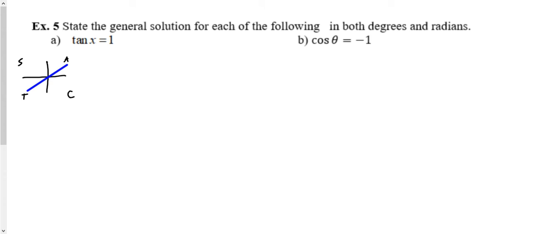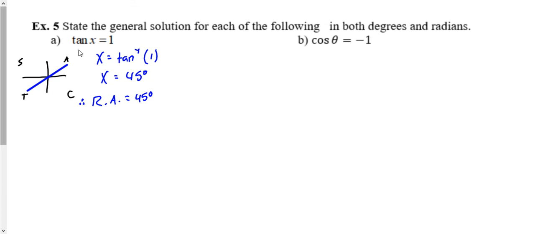So let's start off by finding x. So x is equal to tan inverse of 1. And that answer there, we get x equals 45 degrees. So if we know x equals 45 degrees, therefore our reference angle is equal to 45 degrees. So here we have 45 degrees, and down here it's going to be 180 plus 45, so that's 225 degrees.